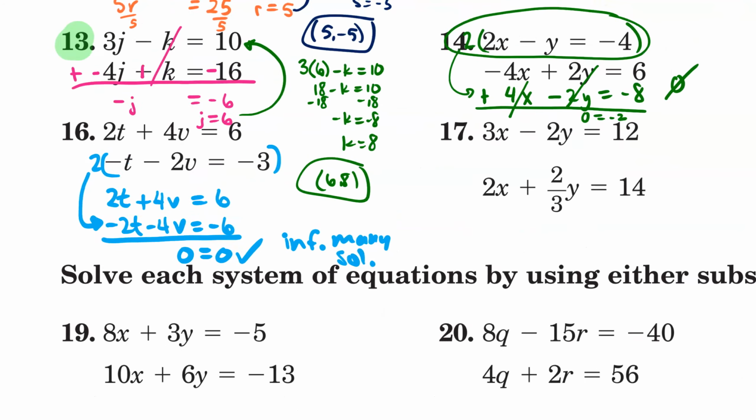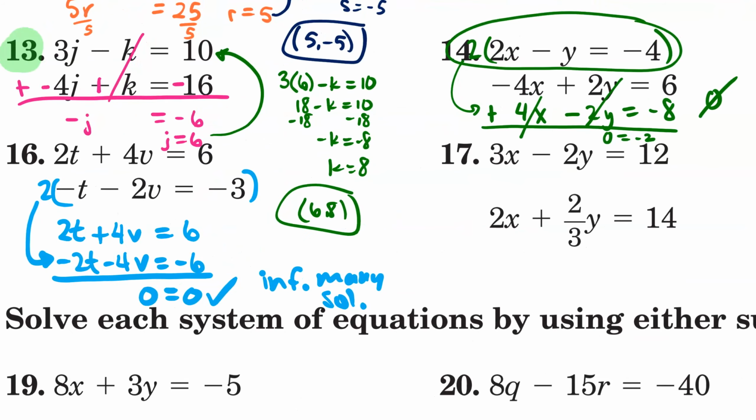Let me zoom out so you can see both of these. So those are our 3 cases. Number 13, we came up with an x comma y coordinate. That means we had 2 lines that cross once. Number 14, we had a false statement at the end, which means no matter what x you plug in, they will never be the same, so there's no solution. These would be your parallel lines.